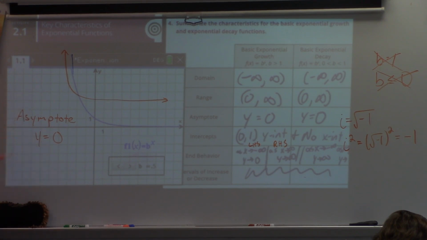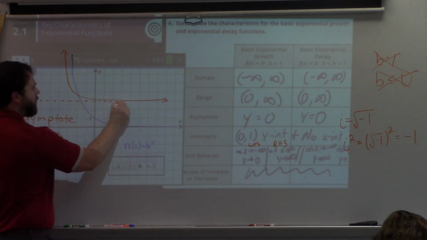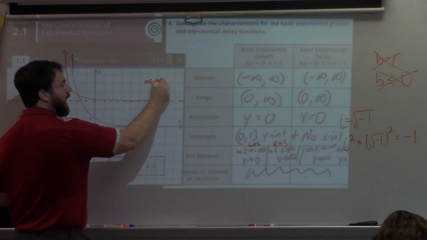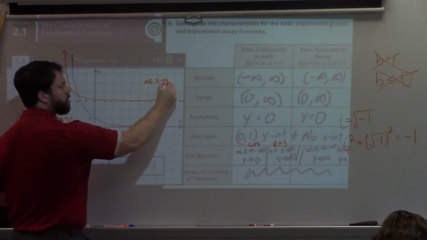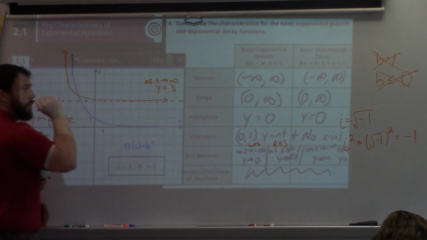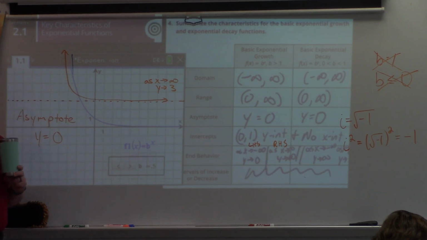So just tell me why. Because that line right there. That line right there, what? What's it doing? What's it approaching? 3. As x, notice as x goes towards what? Infinity. Y goes towards. So as we go out to infinity, is y approaching 3? So what's my asymptote? Y equals 3. That's it. It's a line that the function approaches.